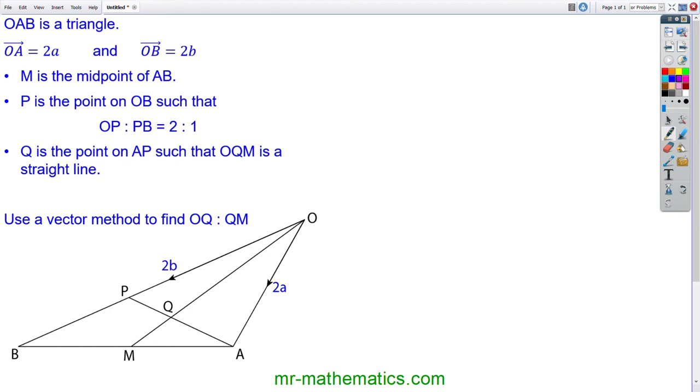Welcome to our question on vectors. So this would be for higher GCSE students, typically aiming for grades 8 and 9. We've been told that we have triangle OAB, and we have a vector O to A as 2a, which is from here to here, and the vector O to B as 2b, which is from here to here.